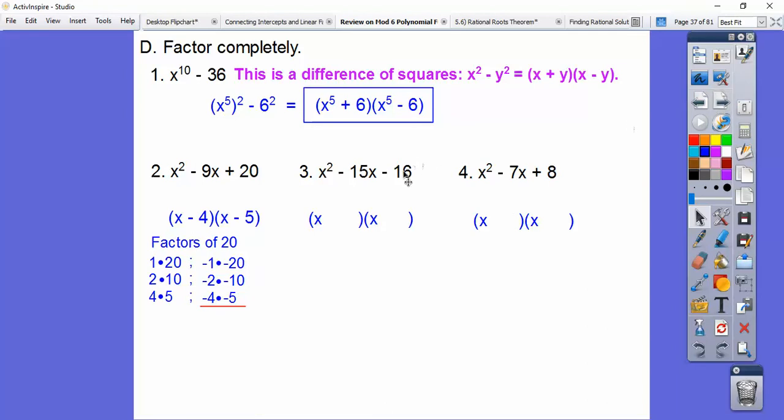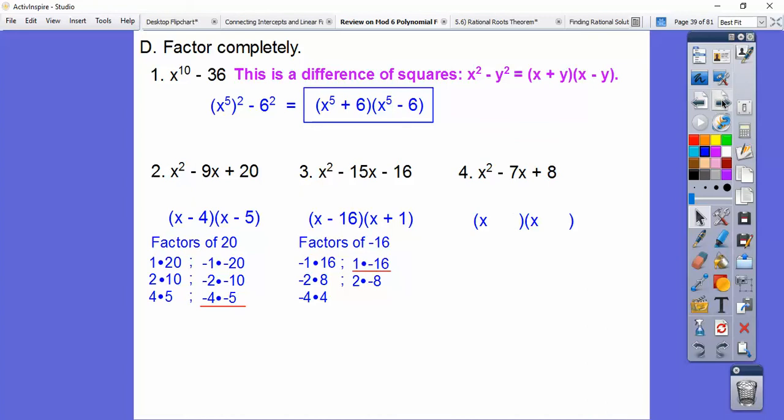All right, so factors of negative 16, there's a few of them, you guys. Negative 1 times 16 and 1 times negative 16. Negative 2 times 8 and 2 times negative 8, and so on. Which pair adds to negative 15? This pair does, so we're going to put a plus 1 and a minus 16 in there, okay?